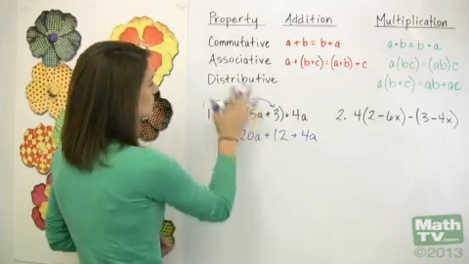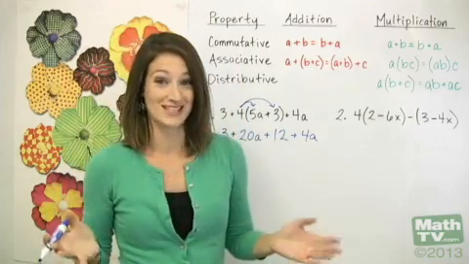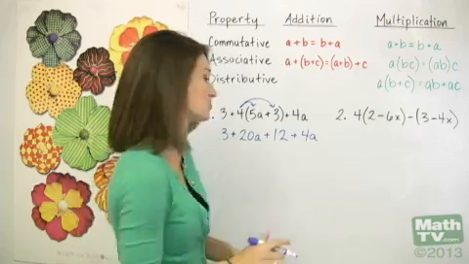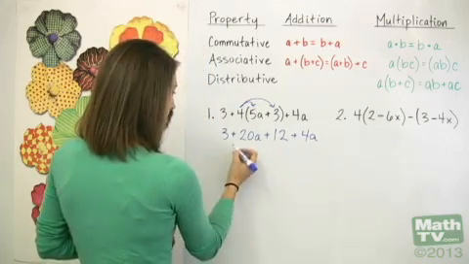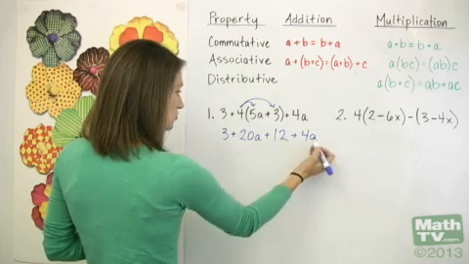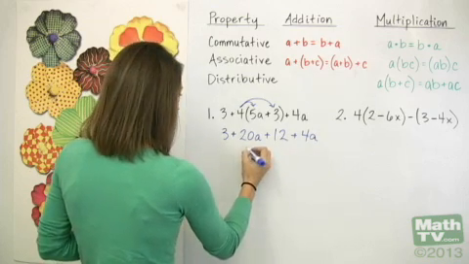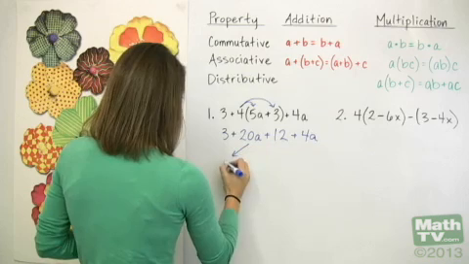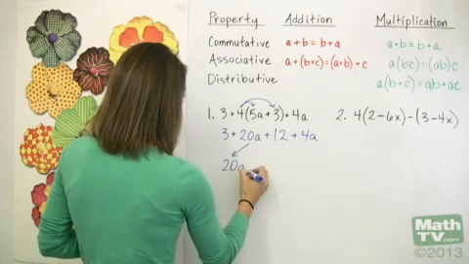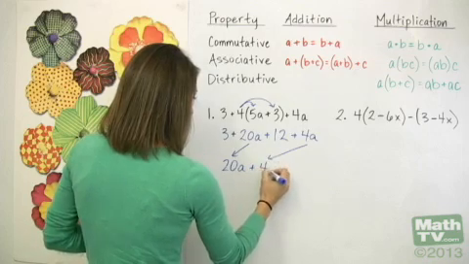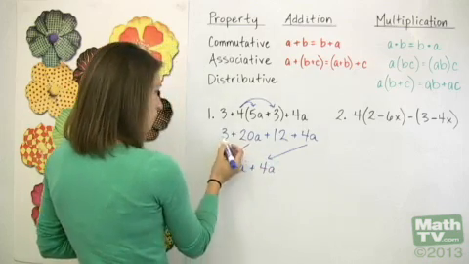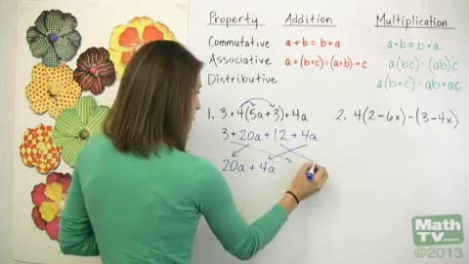So now we're going to use our commutative property for addition to rearrange some of these terms and make them easier to work with. So as we can see, we have 2 whole numbers and 2 terms that include a variable. So let's move our terms that have a variable over here. We have 20A, and then let's bring 4A over here as well. And then we'll bring our 3 and our 12 over.